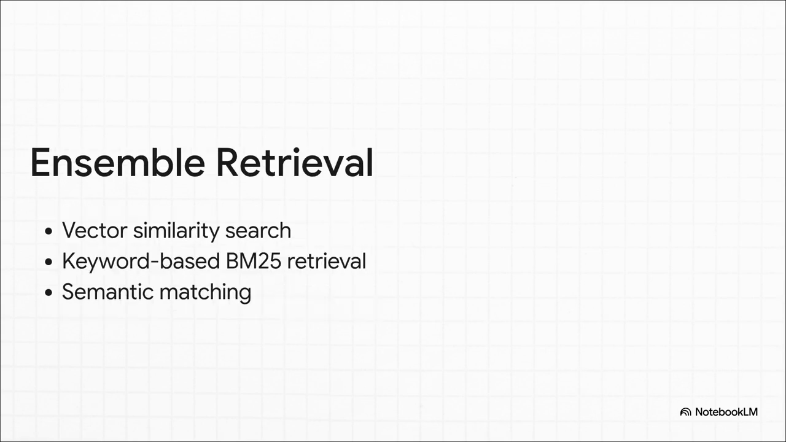Now, to find the exact right piece of information in that massive library, the system uses what's called an ensemble retrieval strategy. It doesn't just search using one method. It uses vector similarity to find concepts that mean the exact same thing, keyword-based BM25 retrieval for precise terminology matches, and semantic matching to really grasp the broader context. By running all of these search strategies simultaneously, it ensures absolutely no critical medical context slips through the cracks.